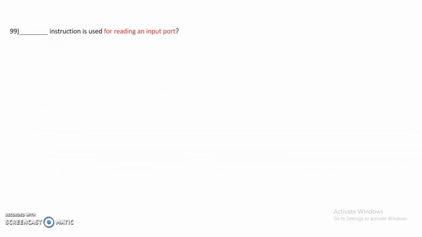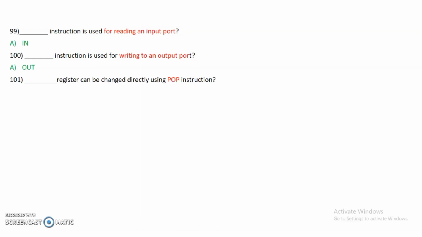Bit number 99. The dash instruction is used for reading an input port. The answer will be in. Bit number 100. The dash instruction is used to write to an output port. The answer will be out. So if you want to read the input port, the instruction will be in. If you want to write to the output port, the instruction will be out.